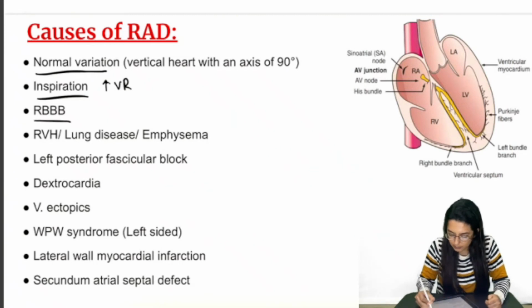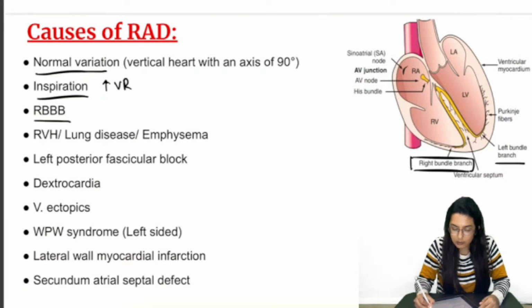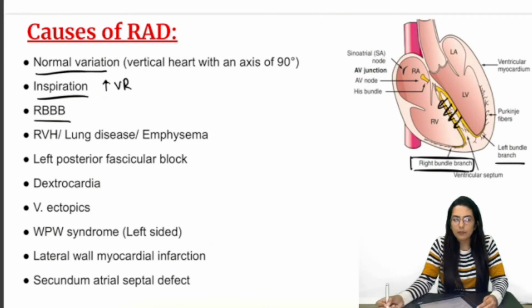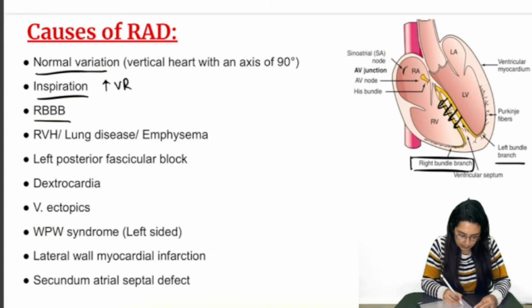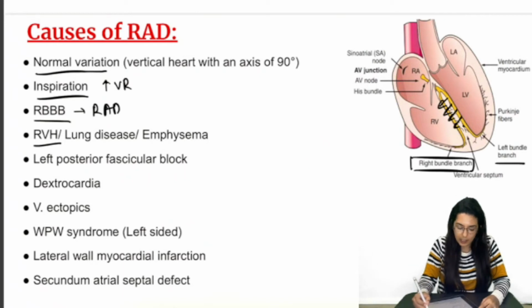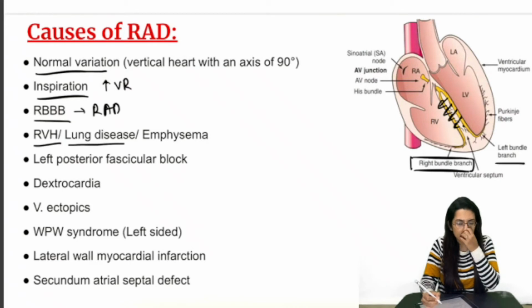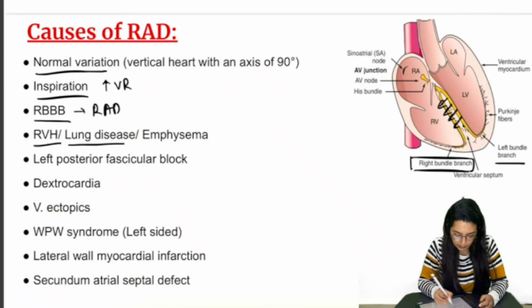As you can see, this is the right bundle branch, this is the left bundle branch. Whenever there is a blockage of the right bundle branch, the left bundle branch will try to depolarize the right ventricle through the IV septum, from the left side to the right side, so it can lead to right axis deviation. Then, as I already told you, right ventricular hypertrophy, from any cause, will lead to increased contraction of the right ventricle and its predominance. It can be seen in lung diseases, whether acute lung diseases like pulmonary embolism or chronic lung diseases like COPD, emphysema.